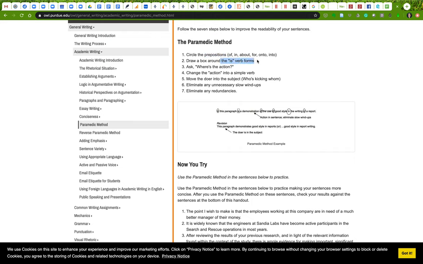Now, you've all probably heard your writing professors or teachers in other classes or other contexts talk about the passive voice, okay? Well, this is related to the passive voice, but we're not really talking just about the passive voice. We will be dealing with the passive voice in the paramedic method, okay? But all verbs to be can have the potential to be problematic because they allow you to get by without being precise and without being concise, okay?